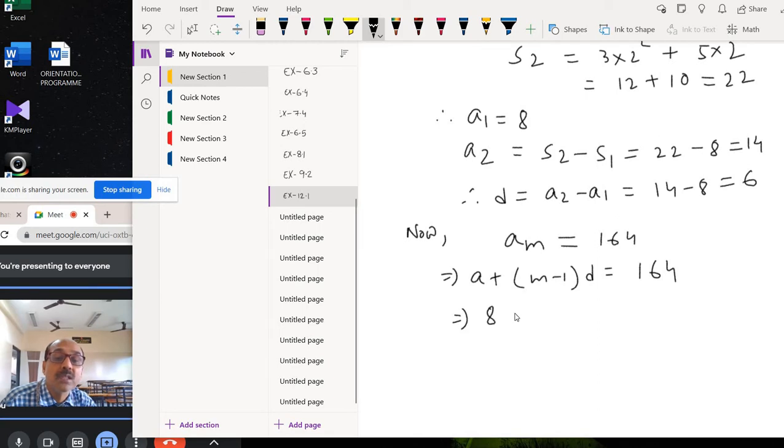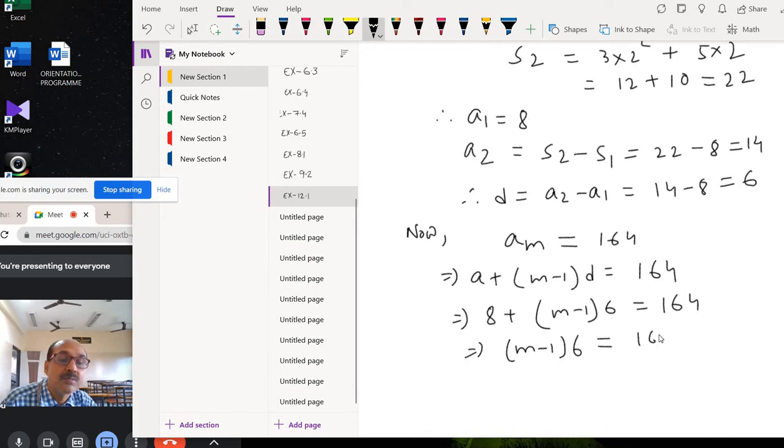First term is 8 plus (m minus 1) into 6 equals 164. Then (m minus 1) into 6 is equal to 164 minus 8, which is 156.